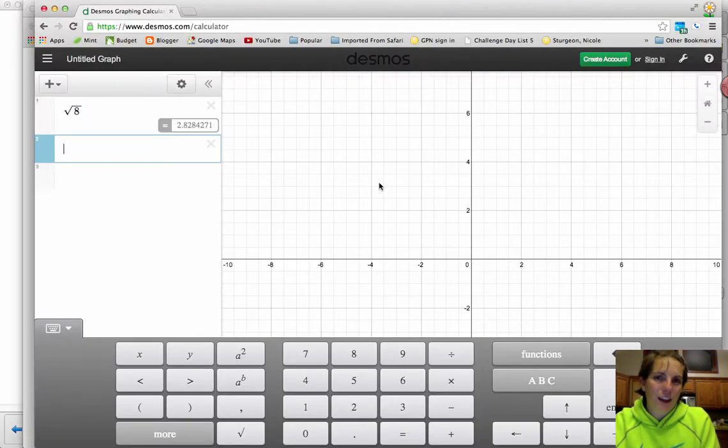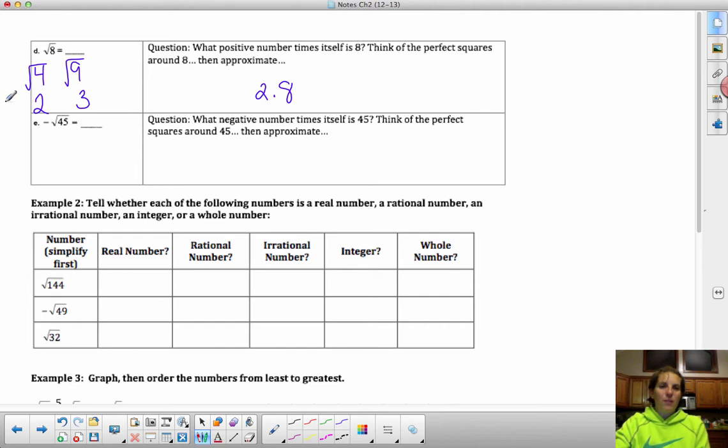So you can see right here that I've got my calculator up, and the square root of 8 is in fact about 2.8. Switch back over here to our notes. So then how about the negative square root of 45? Let's do that whole process again.